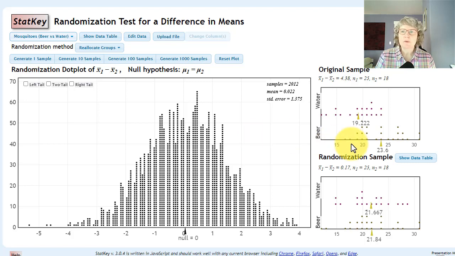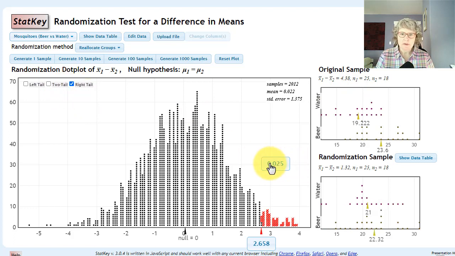Remember, here's our original sample, and the difference was 4.38 mosquitoes. So we want to know how likely, with all this random assignment, reallocating of groups, if the null is true and there's actually no difference, how likely is it that we got a difference of 4.38 mosquitoes? Or more precisely, 4.378. We'll see if there's a difference in the p-value there. This is a right tail test because it's a greater than. So I'm going to click on right tail.